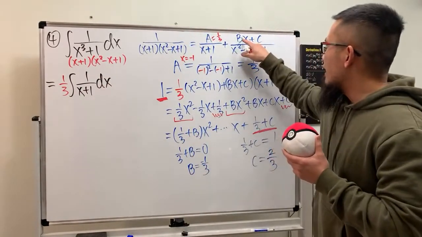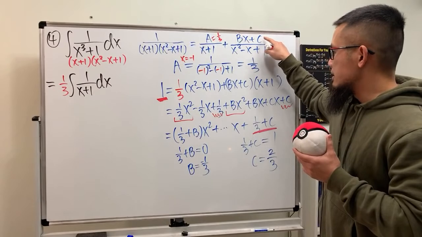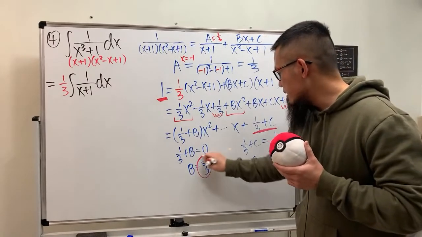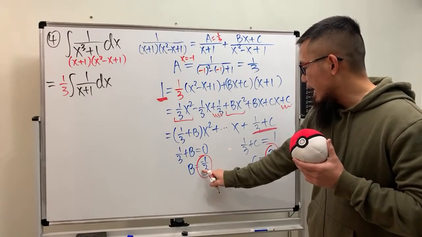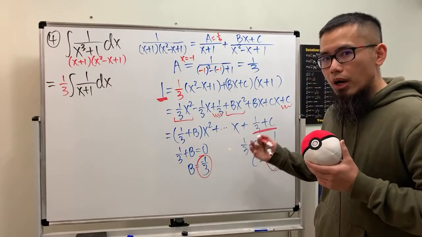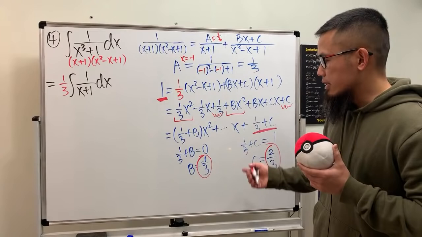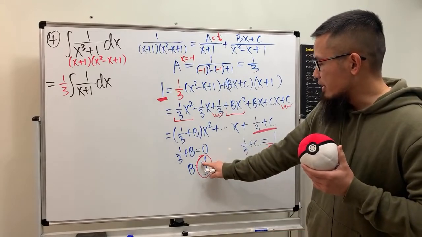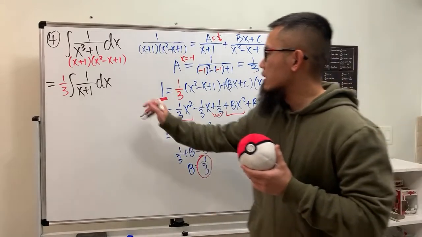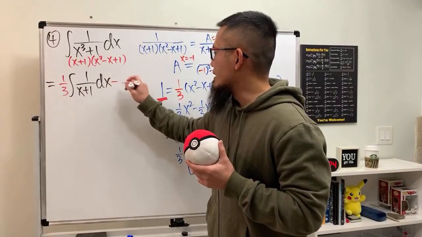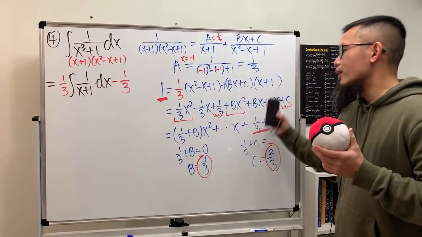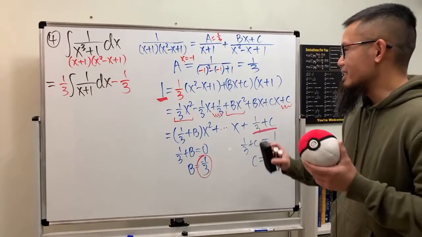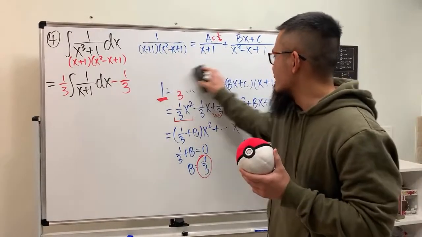Next, we have the Bx plus C. And the B is this and the C is that. Well, notice that they have the 3 on the bottom. So I would like to factor out the 3 as well. But because we have the negative here, I'm going to factor out a negative 1/3 right here. Right? And I know I cannot fit everything on the same board, so I will have to erase this right here.